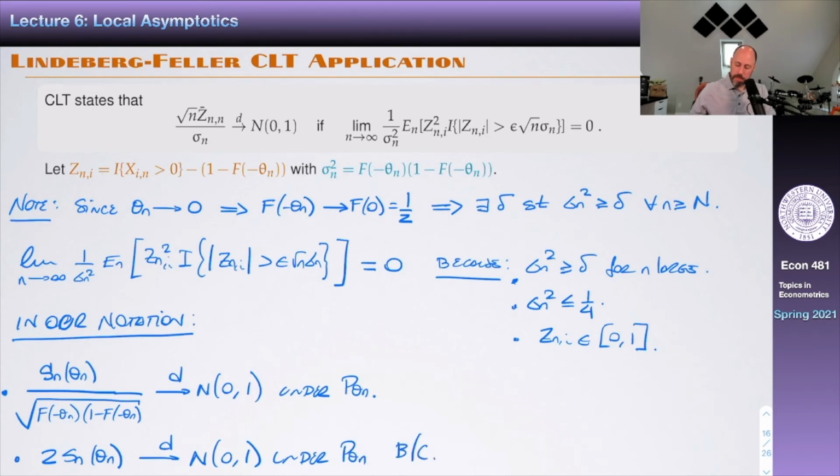because the square root of f(negative theta n)(1 minus f(negative theta n)) converges to 1/2, because theta n is going to 0. Actually, this is just a deterministic convergence.